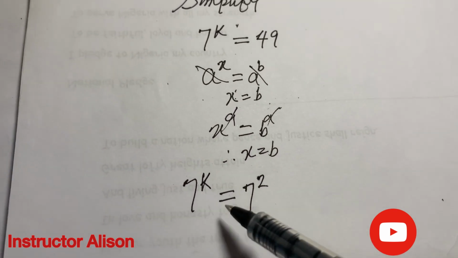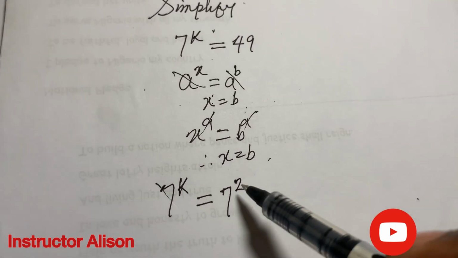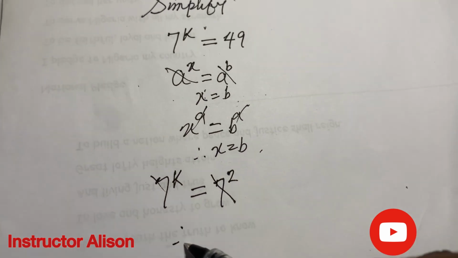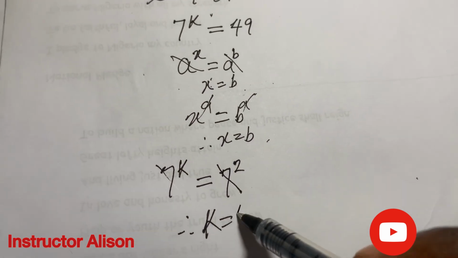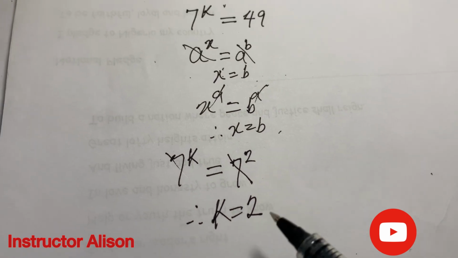So what we need to do is to equate the powers by cancelling the base. And when we do that, we notice that our k is equal to 2. So that's the result for k.